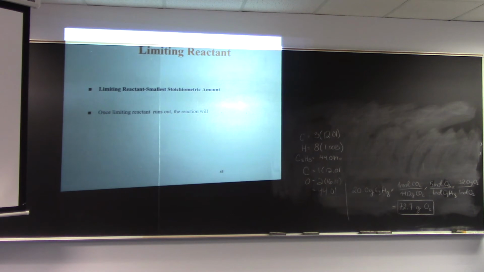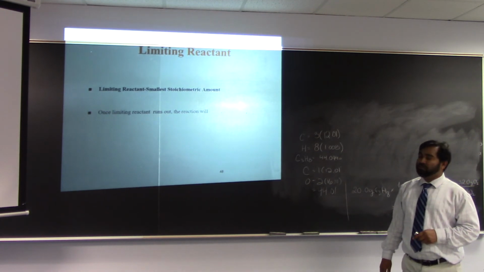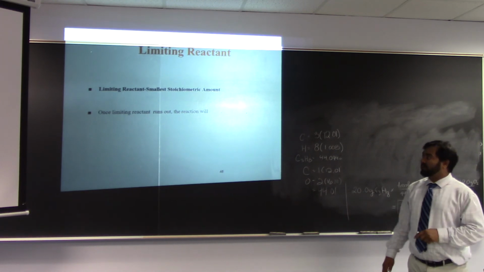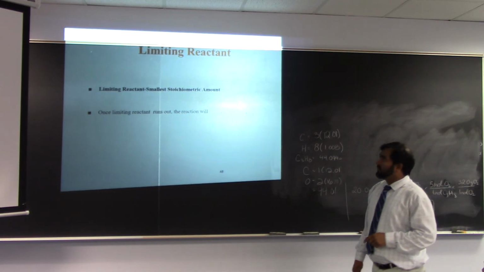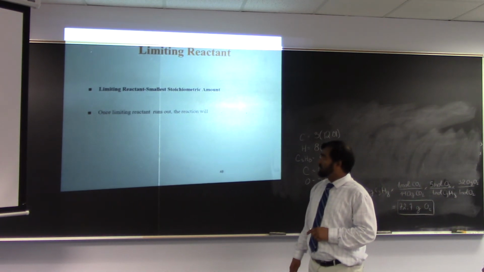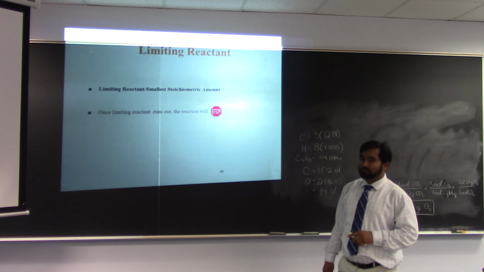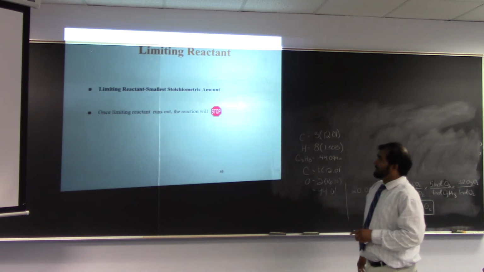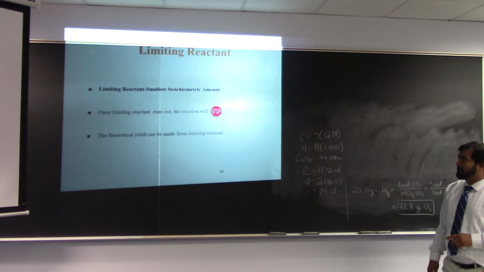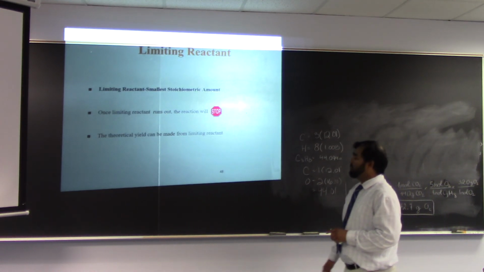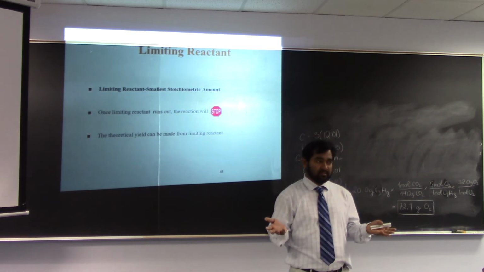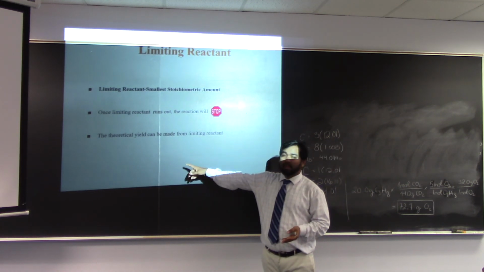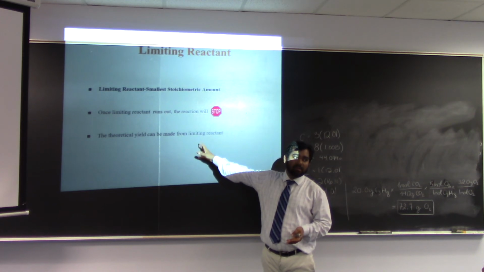So the first point is limiting reactant, smallest stoichiometric amount. The second concept is, once the limiting reactant runs out, the reaction will stop, right? And then theoretical yield can be made from the limiting reactant. As I said, Dr. Haque is going to be deciding for the rest of the class. So the one that is limiting will determine how much product you are producing.